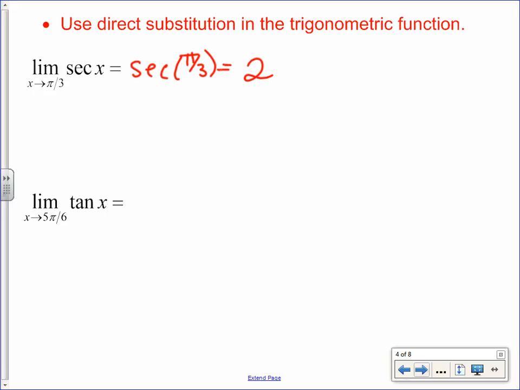Let's try this. The limit as x approaches 5 pi over 6 of tangent of x, we're just going to evaluate the tangent of 5 pi over 6, and it is square root of 3 over 3. It is negative, second quadrant. You guys just got to remember your reference angle. If it's pi over 3, it's radical 3. If it's pi over 6, it's radical 3 over 3. Just remember it.